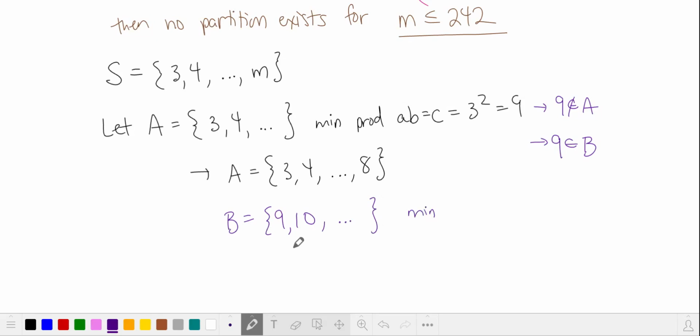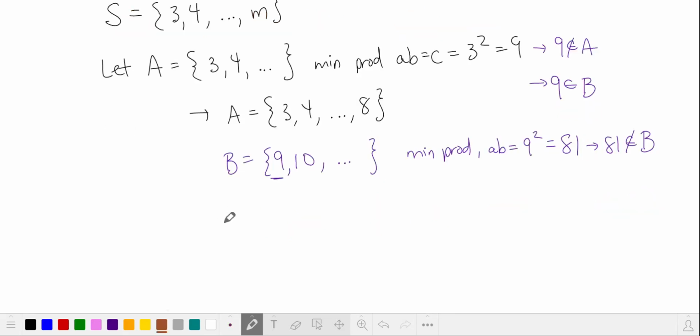We'll note again that in B, our minimum product of any two non-distinct elements is the square of the smallest element. Everything else is going to be bigger, and that's 81. So we can't have 81 in our subset B. So when we build out B, we'll start with 9 and 10 and all the other elements until we get to 80. The product of any other two elements in this subset is not going to be in this subset so far. So we will put 81 back into A.